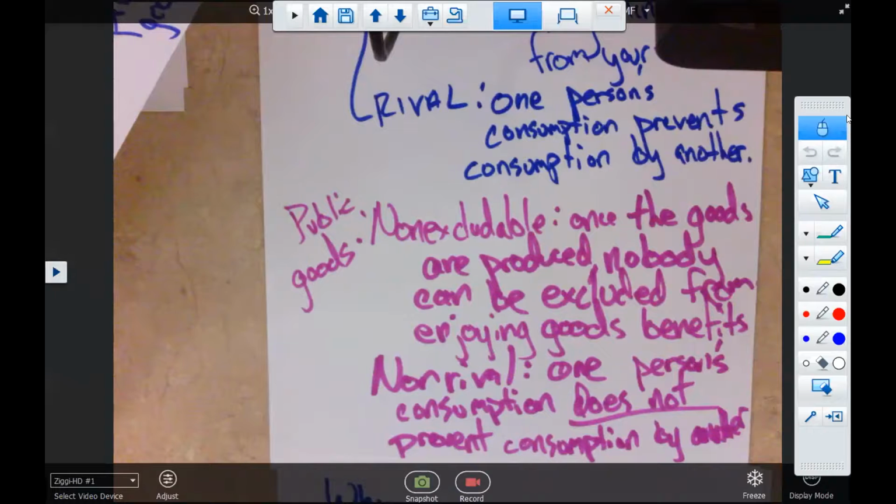Private would be a laptop, a pizza, or a coffee. It's something where I drink the coffee, you can't drink the coffee. And I bought the coffee, so you can't just say, hey, give me some of that coffee. I guess you can get the good coffee smell, so there's a slight positive externality in terms of my coffee.